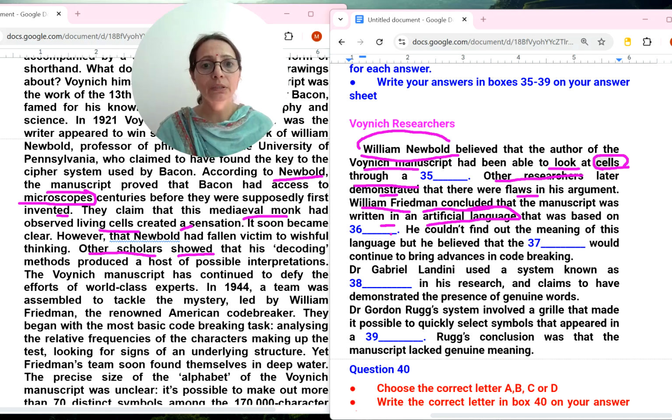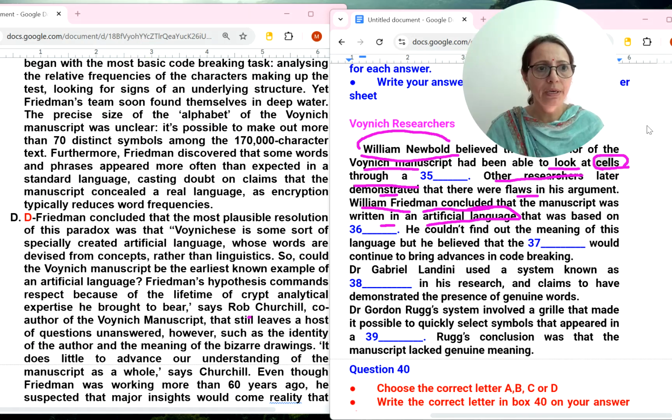Now, just leave other scholars. Friedman, William Friedman is here. Now I will try to find this artificial language. The American code breaker. Okay, they begin with the most code breaking task, analyzing the frequency, making up signs underlying. Here it is not. So I will move to the next paragraph. So next paragraph I have shifted, and I am looking for the artificial language word. I have found it here. We were looking for the 36 number question, artificial language.